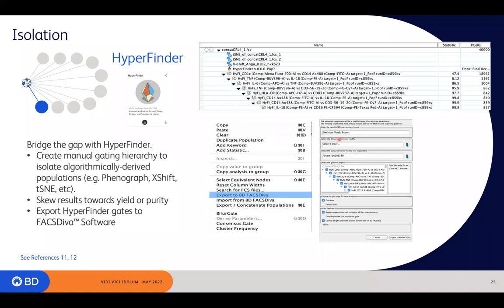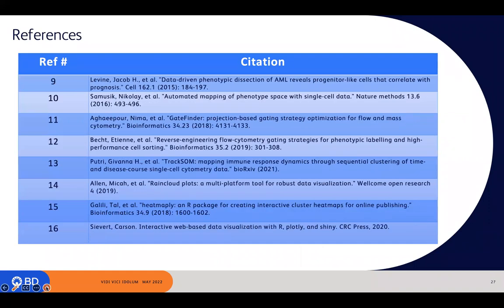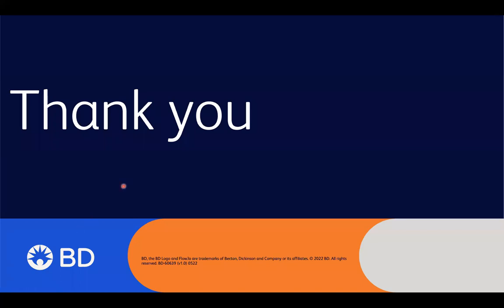So if you have a Diva experiment set up, you can go ahead and take those hyperfinder gates, export them to that experiment, and that will modify that experiment. And so then you can go on and try to isolate those cells.